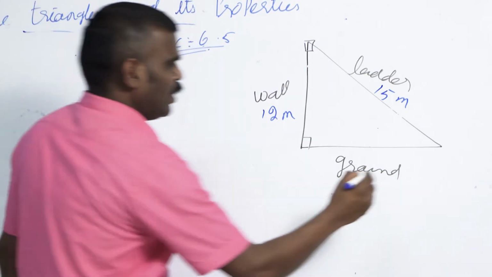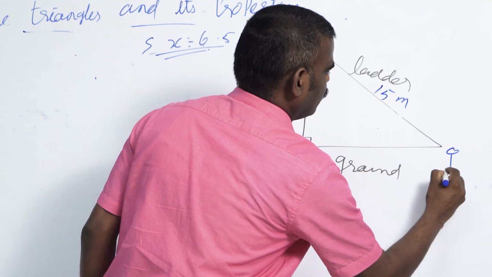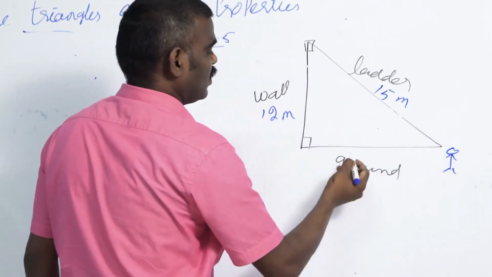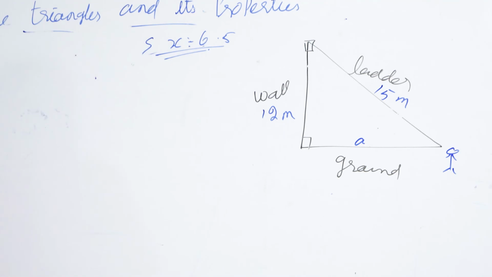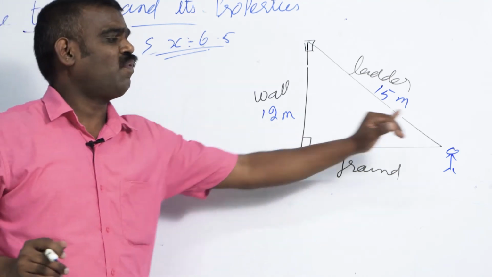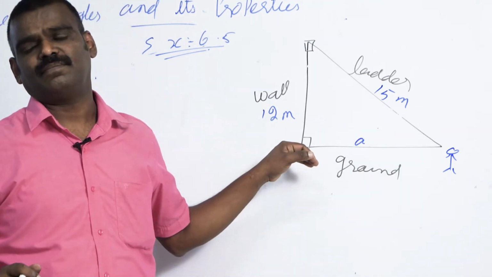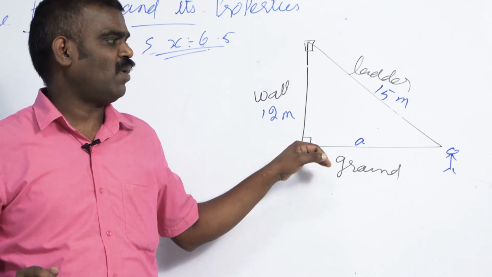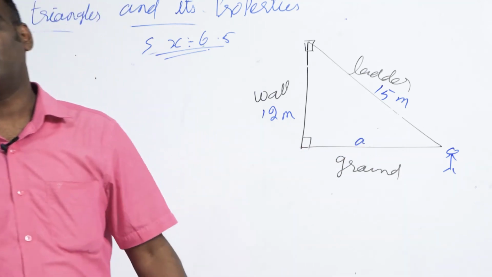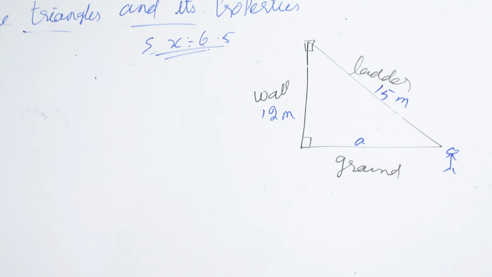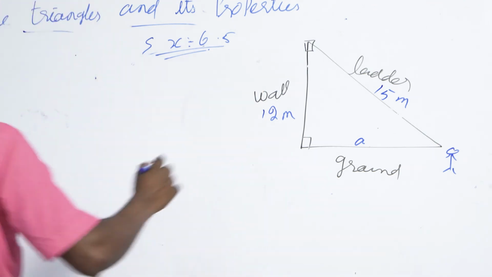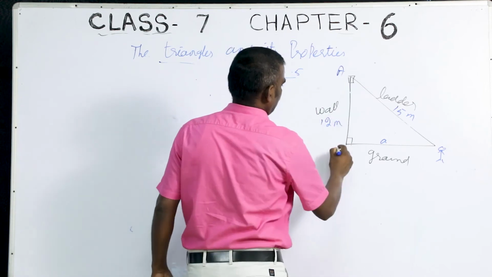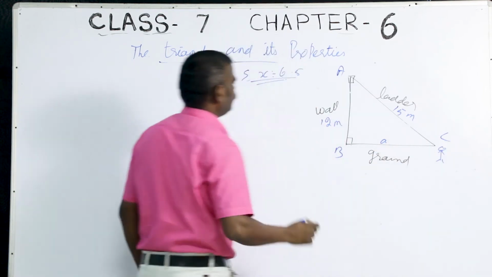Now you might be standing here. So this distance is named A. We want to know how far you are standing from the wall. From the foot of the wall, how much distance are you standing? That is our question. Okay. Now, is any name given? No name given. We can use A, B, and C.